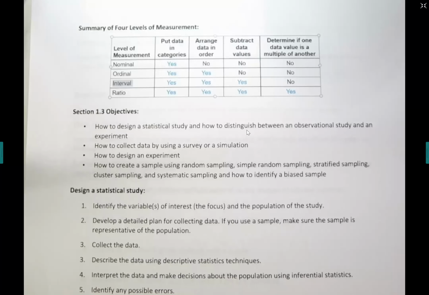Okay, so section 1.3, guys. This is what section 1.3 is about. And not all the information that I put in this handout is required. I'll just tell you exactly what you need to focus on.